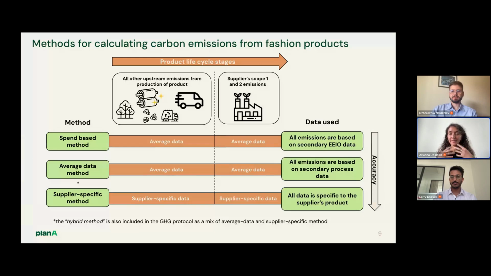Then we go to the ideal method, the most accurate one, which is the supplier-specific method. This is, as I said, the ideal one for carbon accounting, and the underlying principle is that you track the materials or garments coming directly from the supplier that you purchase from, using primary data that are really specific to your use case. And as I mentioned, there is a fourth method, which is called the hybrid method, and this is a mix of supplier-specific and average-based methods, because it's not always possible to have totally primary data using only the supplier-specific method.